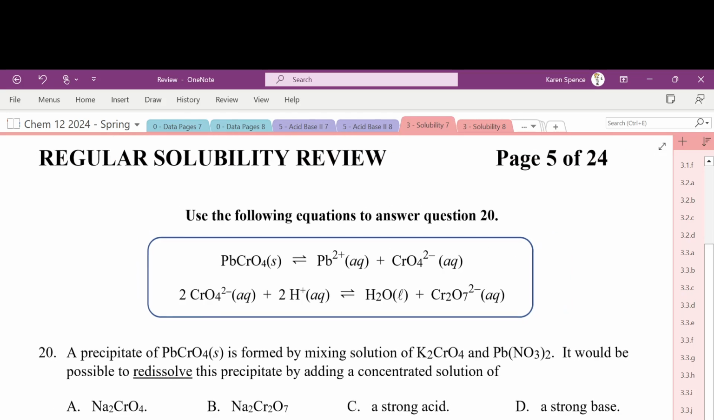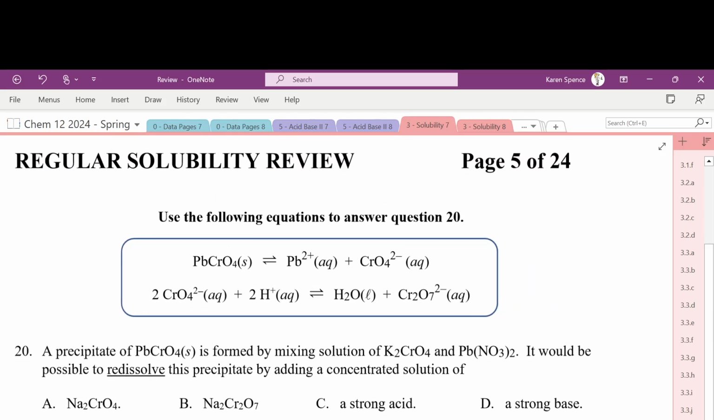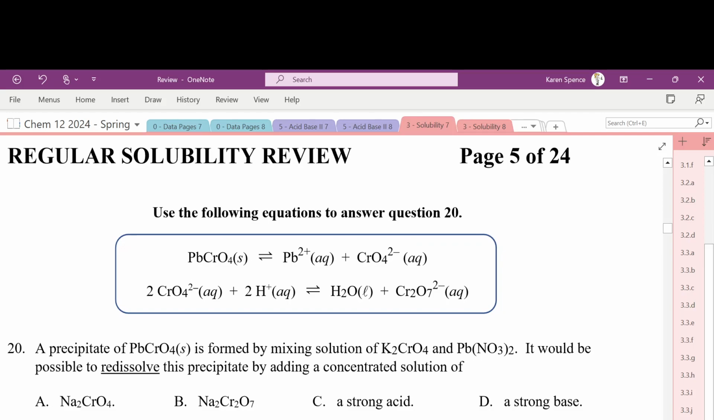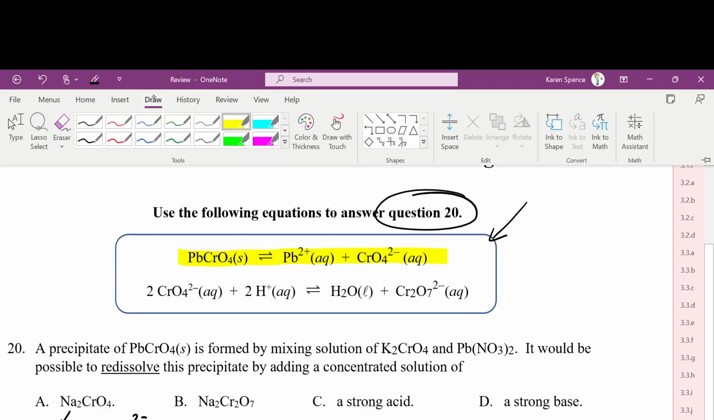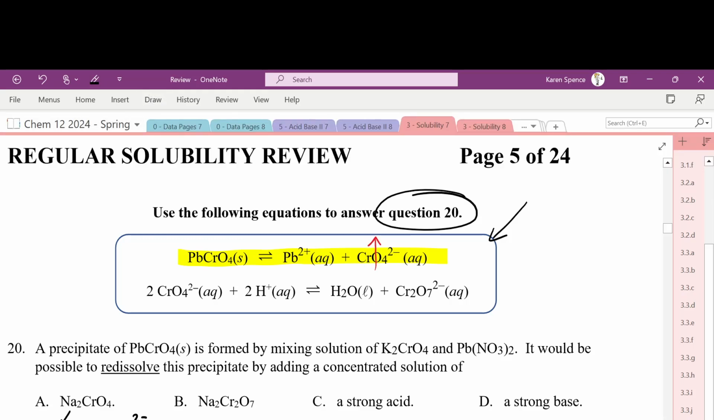Okay, so here we have number 20, and we have 2 equilibria here. Notice this says referring to question number 20, so make sure you look at it. If we added sodium chromate, what would that do to our lead chromate equilibrium? It would shift to the left because we've increased the chromate, and that would not cause it to redissolve more. That would cause less of it to dissolve.